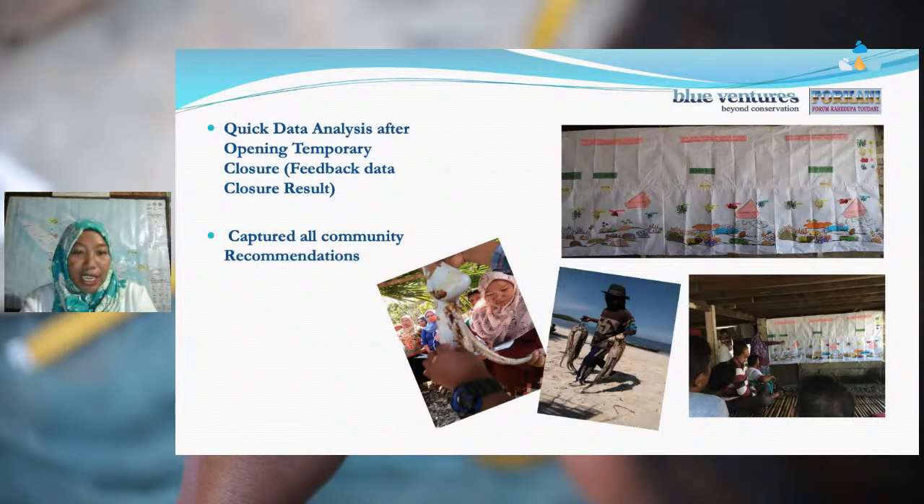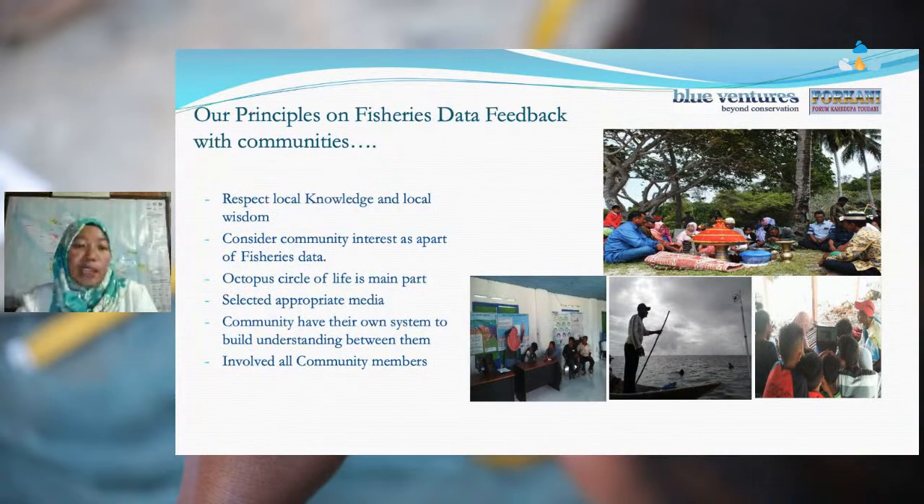For all of the feedback data in Wakatobi, we have main principles. First is to respect local wisdom and local knowledge. They actually know the life cycle of the octopus, but they haven't any data to prove it. So we mesh the data and their local wisdom, it's a better way. So consider community interest as a part of fisheries data.